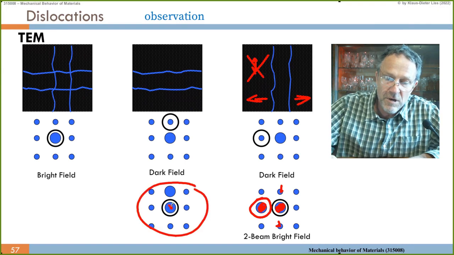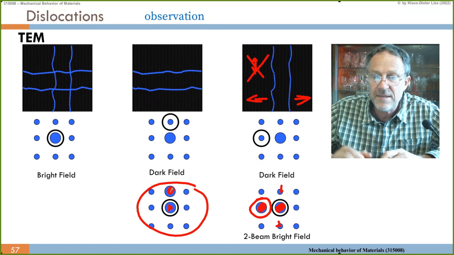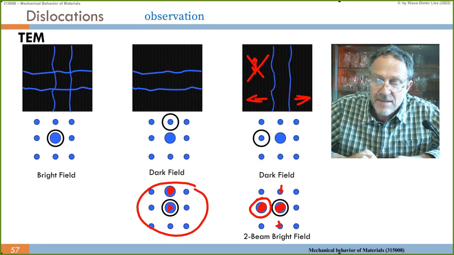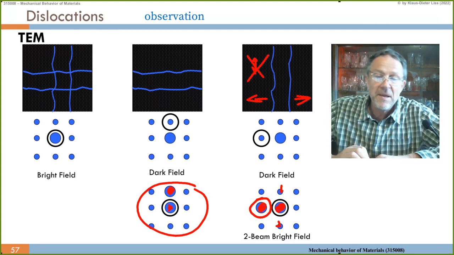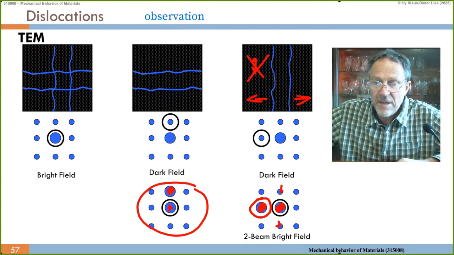So with two strong beams, you have the main beam and the Bragg reflected beam. That means the Bragg reflected beam goes onto the Ewald sphere. You have a 2-beam case in diffraction theory, and all the other beams are negligible with respect to these two strong beams.